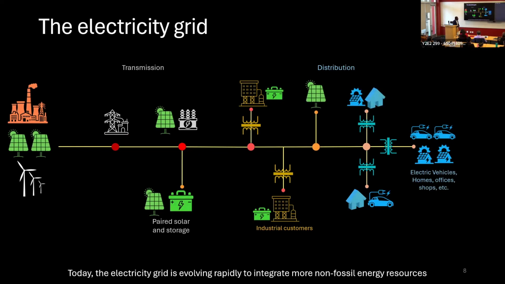And so you can see that now there's much more things happening in the grid. For example, the homes have solar. You have electric vehicles plugging in as well. You have industrial customers buying batteries, and you also have variable generation. And so how do we coordinate all these things? This is an exciting time to be alive.